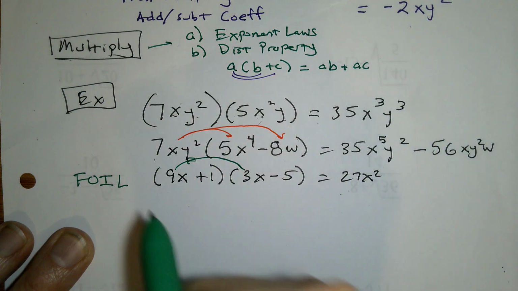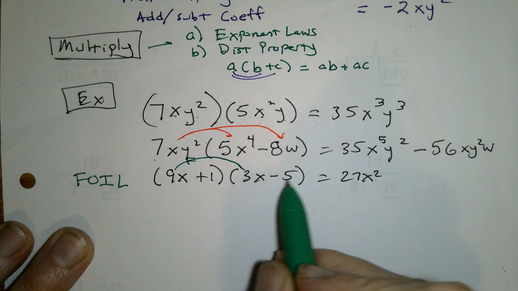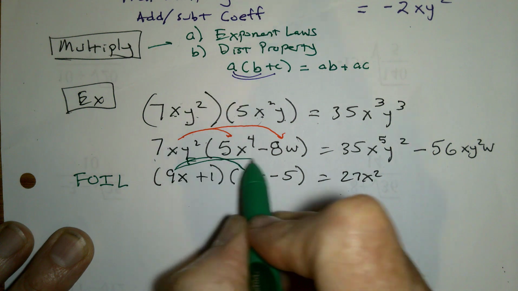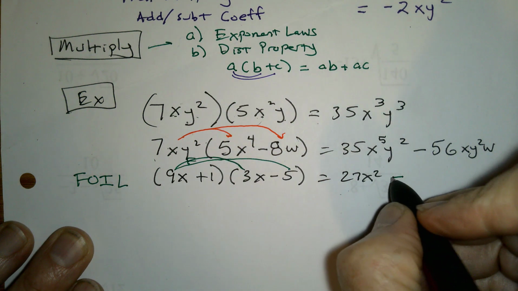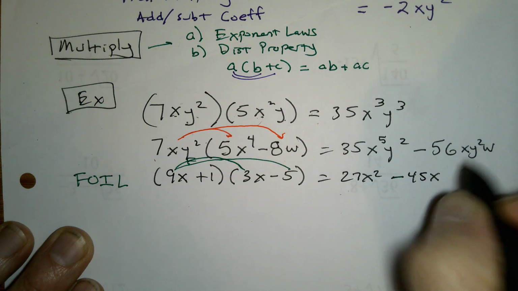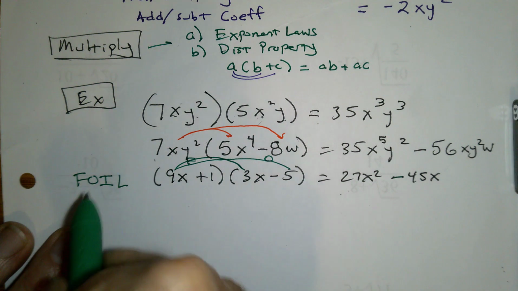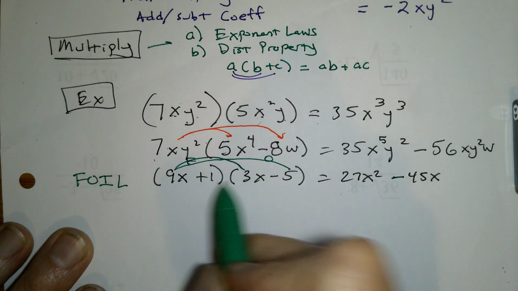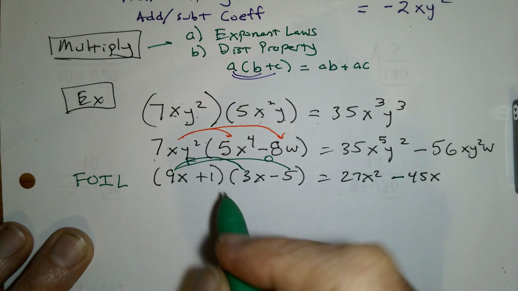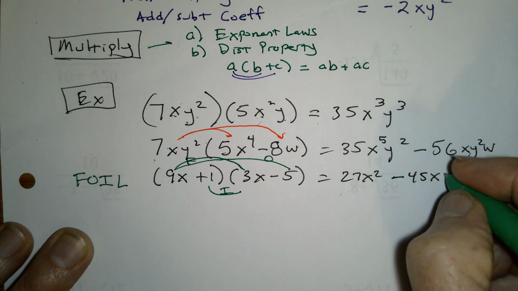Then we're going to do the outer ones. 9 is on the outside edge. 5 is on the outside edge, so we're going to take 9x times 5, and we'll get negative 45x. That was the outer edge multiply. Now we're going to do the inner term multiply. 1 is on the inner side of this one. 3x is on the inner side of that one. We'll multiply that. That's our inner multiplication. And we get a positive 3x.